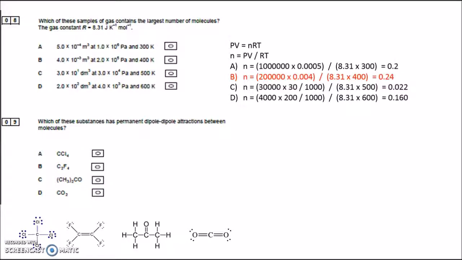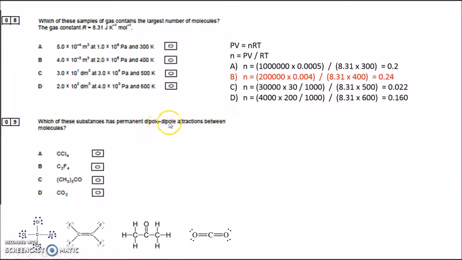C2F4 is double bonded carbons surrounded by 4 Fs. Propanone is CH3 with a C double bond O in the middle. It's a ketone, propanone, and carbon dioxide is CO2.